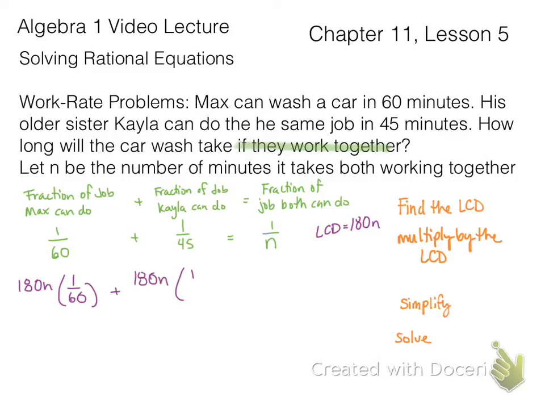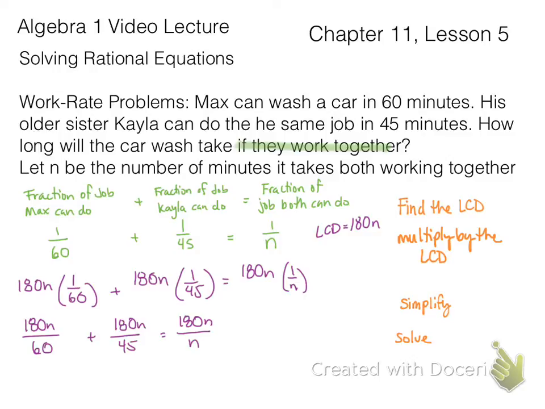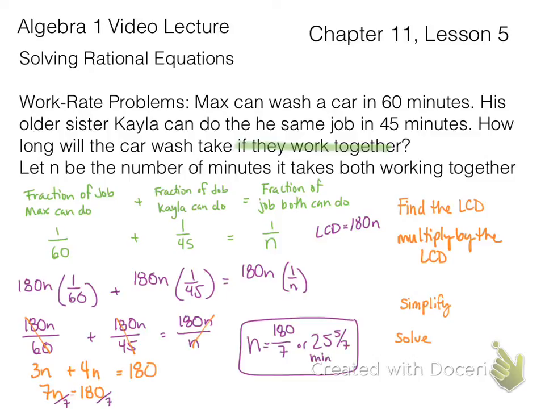Same steps as before. So the LCD is 180n, and so I'm going to multiply everything by 180n, and I'm going to simplify and get 3n plus 4n equals 80, and then I'm going to solve. So it's basically going to take them together 25 and 5/7 minutes. So basically 26 minutes if you're going to round up, because 5/7 is pretty close, and really we're not going to be like, all right, now wash that car with a timer, right? Okay, so make sure you pay attention to how we solve this.